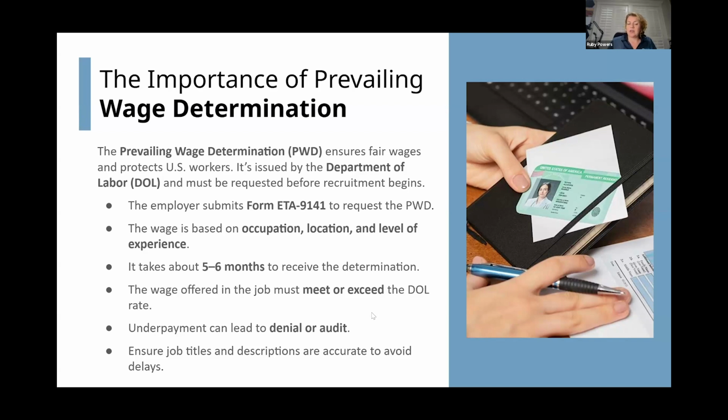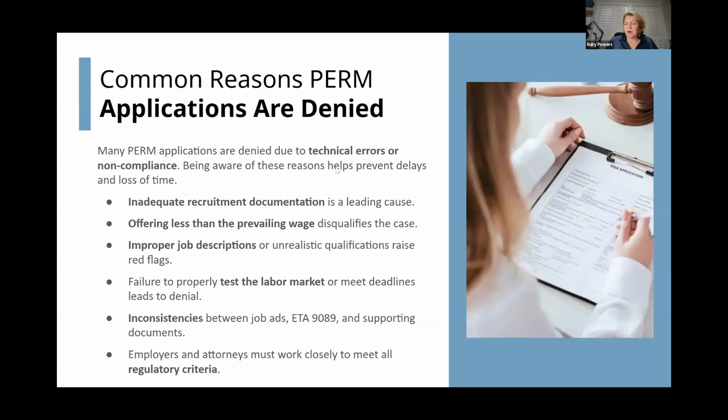Job titles are very critical. Sometimes people use different job titles because they think they're being creative, but it's very specific, and it's important to know this space in the Department of Labor and also the descriptions. Some of the reasons why PERM processes might be denied: inadequate recruitment documentation. When you post the position and other individuals apply, you need to be able to document who those individuals are and whether they met the qualifications or not. If they've been disqualified, you need to be able to explain that.